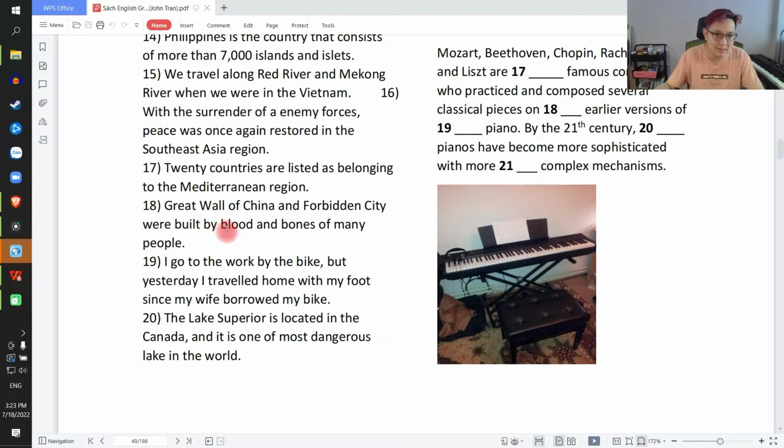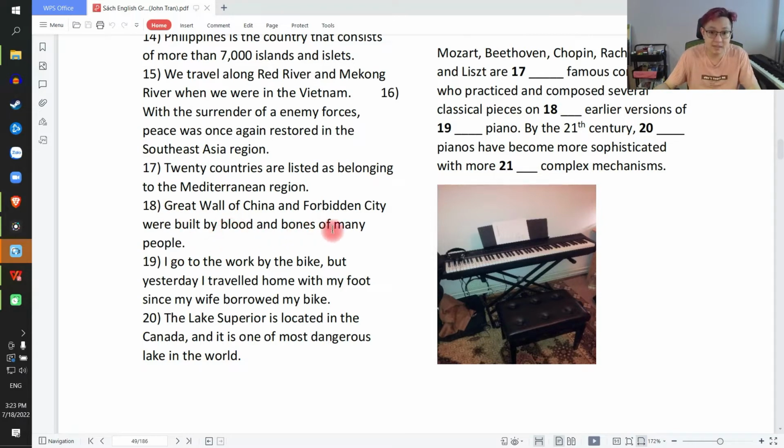by the blood and bones of many people. Why the blood and bones of many people? Because this is important information in sentence. It's specific and should have the. Trong cái ngữ cảnh của câu này, cái chuyện mà được xây bởi ai, bởi máu và xương của nhiều người, cái chữ máu và xương này nó là cái điều quan trọng trong cái câu này, trong ngữ cảnh của câu này. Nó phải nhận được mạo từ xác định the không?